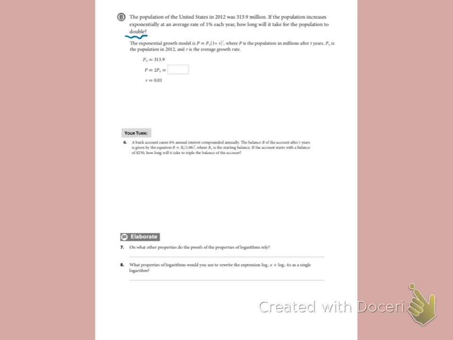So they want the population to double. And so kind of going back to our exponential growth model that we usually use right here, we know what the starting population is, and that is 313.9 million. We know that the growth factor is 1%, making this 1.01. T is what we're trying to find out, the number of years. And we want to know when it doubles. Well, if I double that 313.9 million, I get 627.8 million.